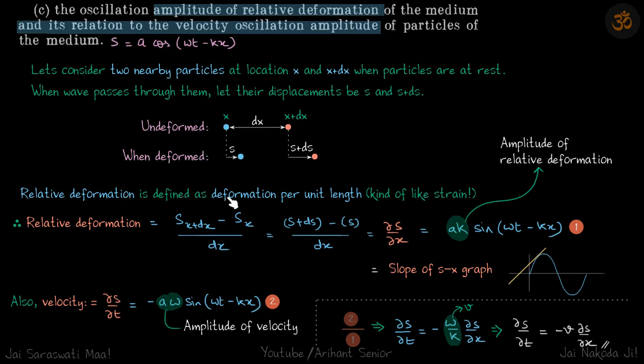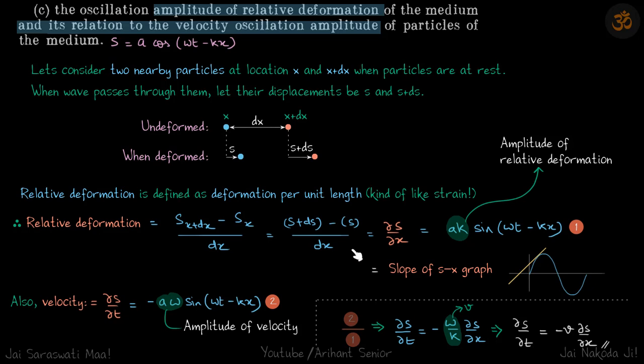Now relative deformation is deformation per unit length. That is the displacement of this particle minus the displacement of this particle, divided by the length between them. You can imagine that if it is a rod, and this moves by 2 centimeter and this moves by 1 centimeter, the actual deformation in the rod will be only 1 centimeter. Just like that, this particle moved by s plus ds, this particle moved by s. So the actual deformation will be s plus ds minus s, divided by the length, that is dx.